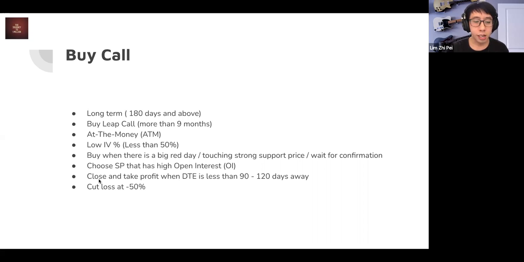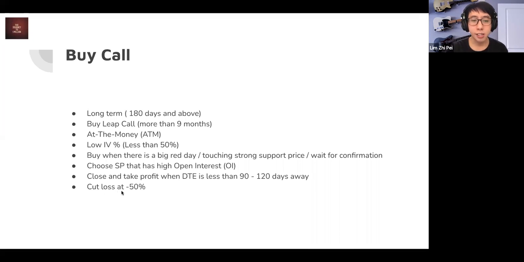And the next one is close and take profit when DTE is less than 90 or 120 days away. This is because as an options trader, we do not actually want to own the shares or sell the shares eventually. That is why we only want to sell away the options contract itself. When the DTE is very near, as I mentioned before, the time value is decreasing very fast. That's why we do not want that, because we are buying a call. So we must close it before 90 to 120 days away.